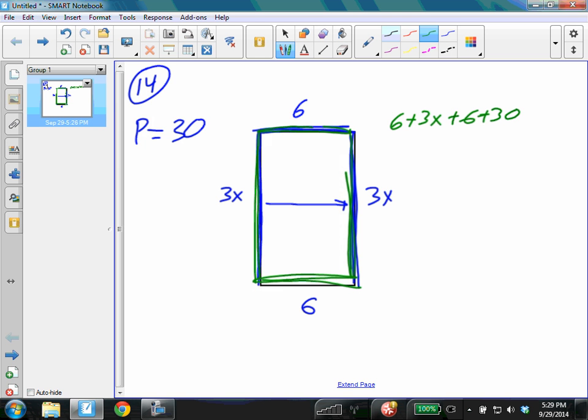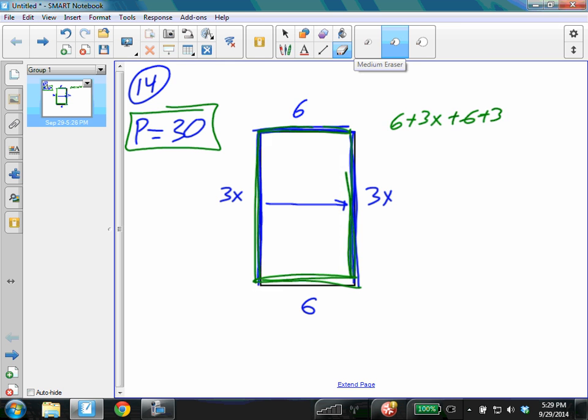But here's the key: they told us the perimeter is 30, right? It is 30. So those things right there, the 6 plus the 3x plus the 6, and this right here should be a 3x. I accidentally wrote a 30 there, but it should be a 3x. Those things added together are the perimeter, and the perimeter is 30, so these two things should be equal to one another. Adding them all together is how we find the perimeter, and they've already told us that the perimeter is 30. So this is the perimeter, and that's the perimeter. Since they're the same thing, they should be equal to one another.